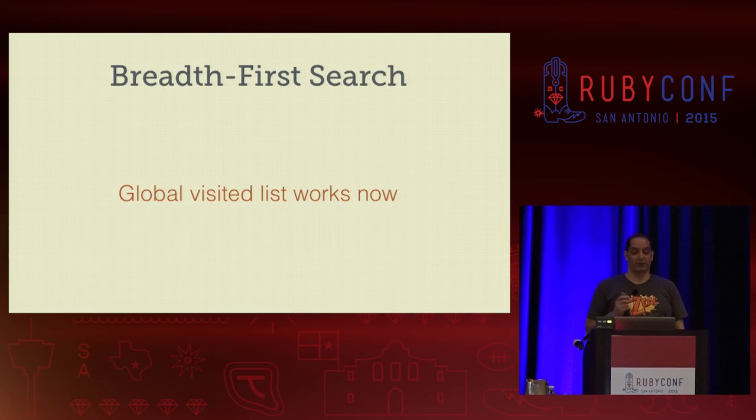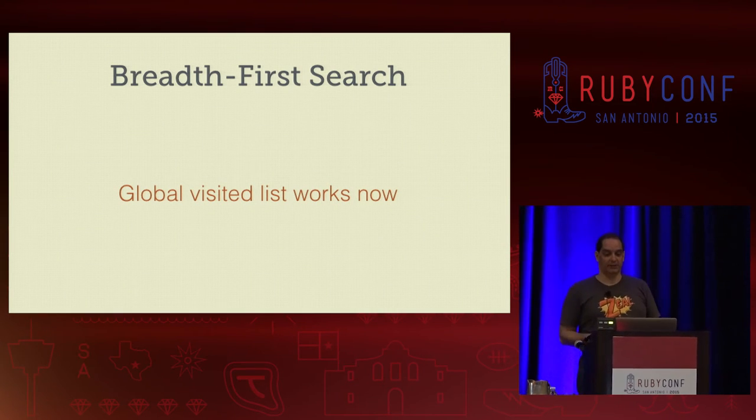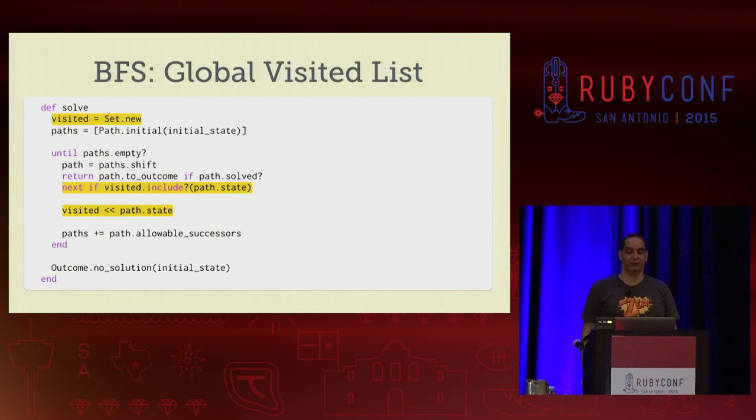The really cool thing about breadth-first search is now we can have a global visited list, because if I come across a state I've already seen, I know that I came across it in, at most, the same number of moves. It was either fewer moves or the same number, because I've searched all the shorter paths already. So that's pretty cool. And that looks like this. You just make a set up at the top with all the visited cells, and then you go on to the next iteration of the loop if you find one that you've already seen, and otherwise you shovel it onto the visited list. So that's cool, because now you can use this global visited list. You don't have to worry about the case where there's a shorter path, which is pretty cool.